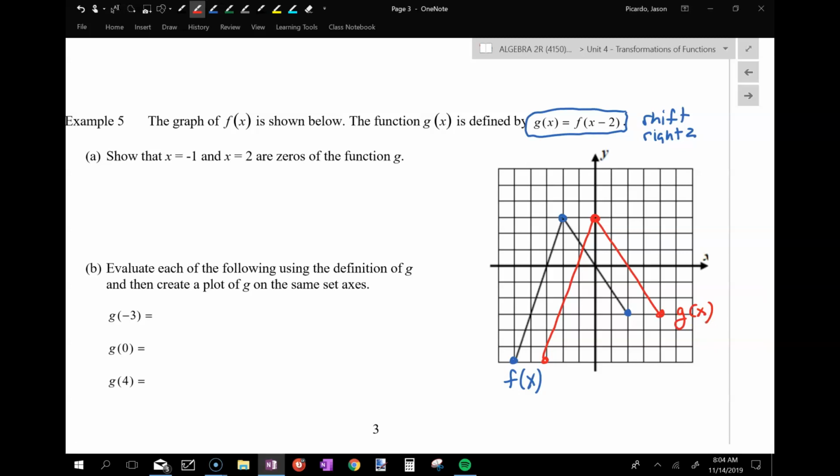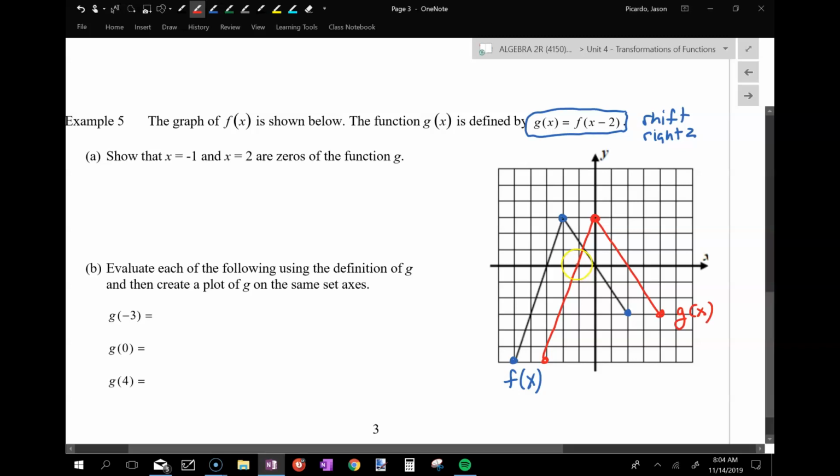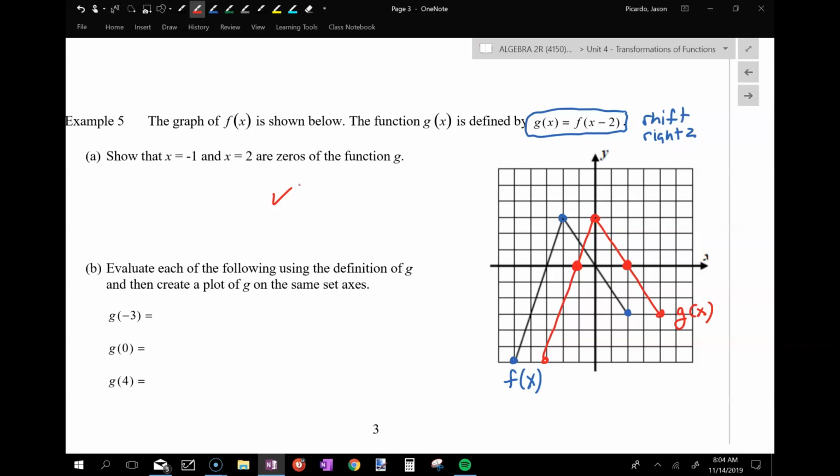Show that those are the zeros of g of x. Well, guys, where does g of x cross the x-axis? At -1 and at 2. Shown, right? There it is. It's graphically shown. Guys, these are not trick questions. These are easy questions.